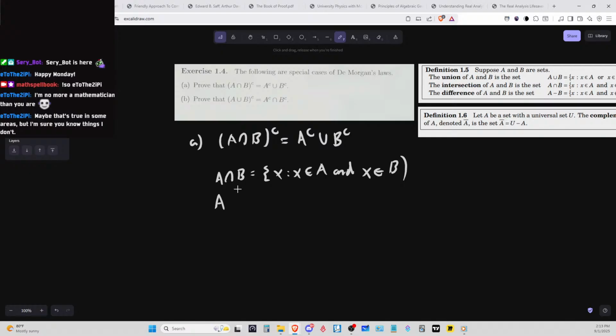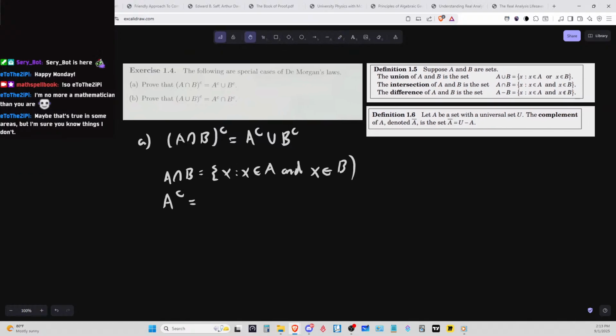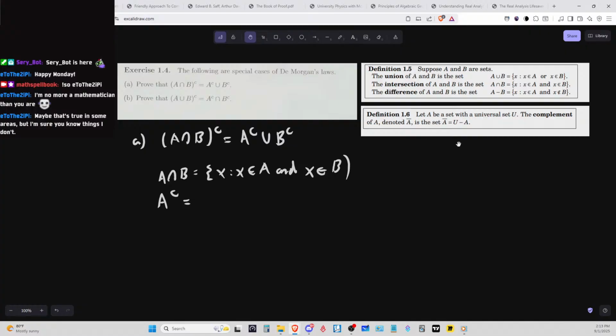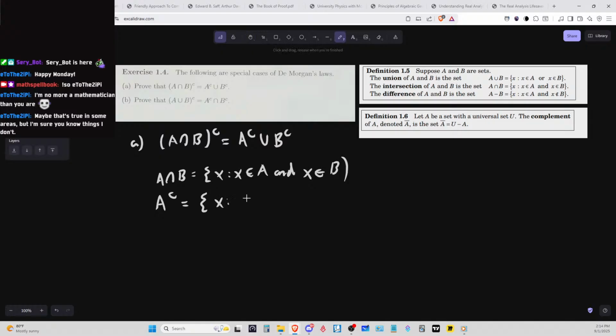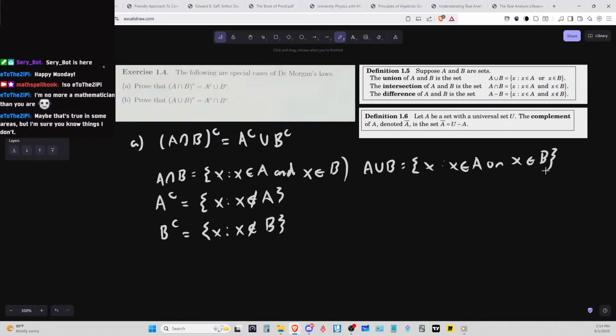Now for it to be a complement of A, basically, I think you're just given that X is not an element of A, and X is not an element of B. And for the union of the two, that is an element X such that X is an element of A or an element of B or both. Okay.